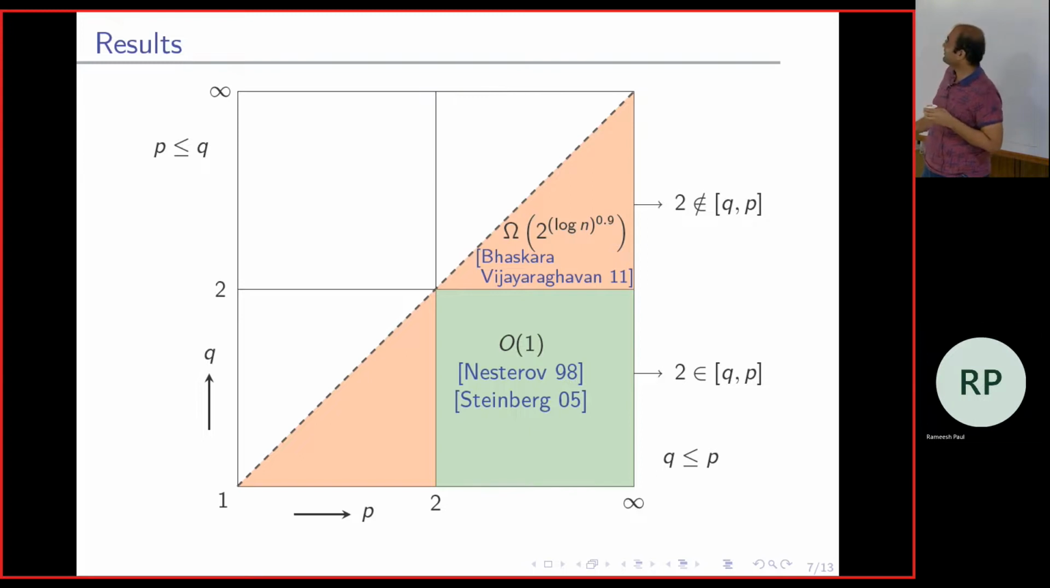Right. So in this case where it's still reverse hypercontractive, but 2 is not in the picture, then Bhaskara and Vijayaraghavan show NP-hardness, assuming NP is not in quasi-polynomial time. They give an approximation lower bound of this. Like this number appears both in the assumption.